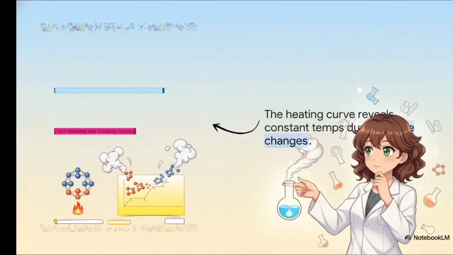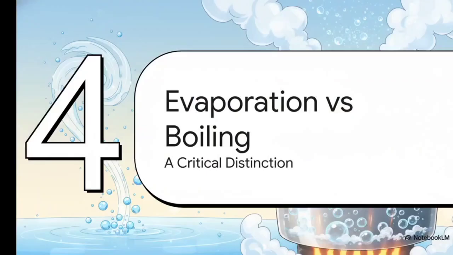So back to our stove. When water hits 100 degrees, every single ounce of heat energy from your burner is being used to tear the liquid molecules apart to form a gas. It's only after the entire pot has turned into steam that the temperature can finally start to rise again. Isn't that wild?